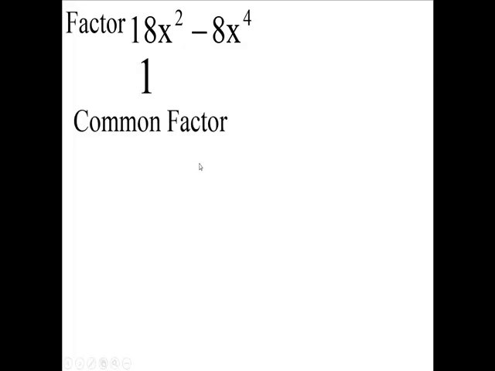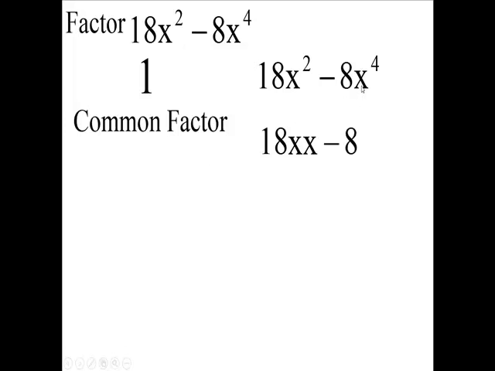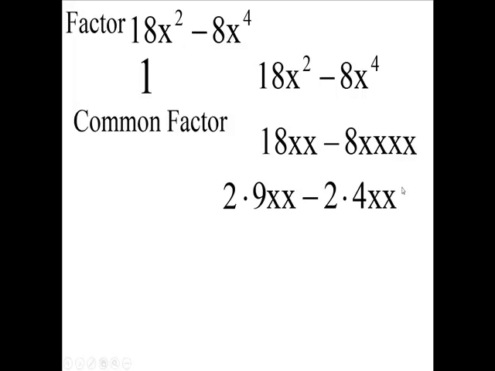All right? So let's write this out. 18, how do I write x squared? And 8, how do I write x to the fourth? There are your 4x's. There are your 2x's. Now, we said we had a 2 in common also, didn't we? So let's write 18 as 2 times 9. Don't forget your 2x's. And this would be 2 times 4, wouldn't it? 2 times 4 is 8, along with those 4x's.